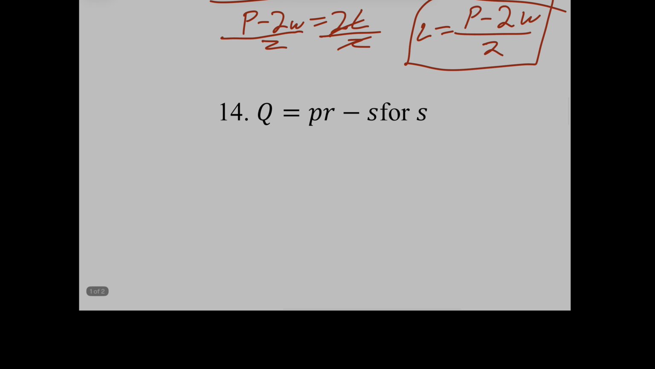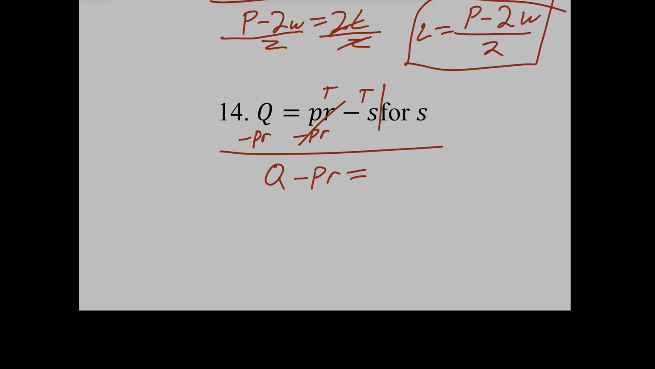Okay, and lastly, Q equals PR minus S, and I'm going to solve for S. Well, let's take a look at this. I can subtract the PR, because remember, I have two terms here. So when you have two terms, you're going to add and subtract to the other side. So if I subtract the PR, here's what I get. Q minus PR equals, now here's the trick. What's left over? Negative S.